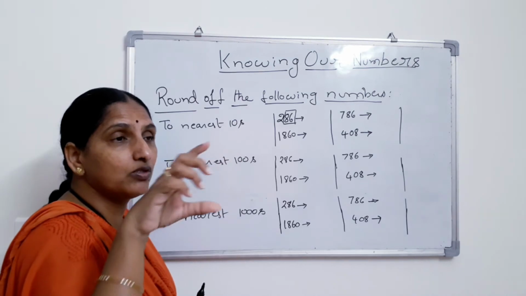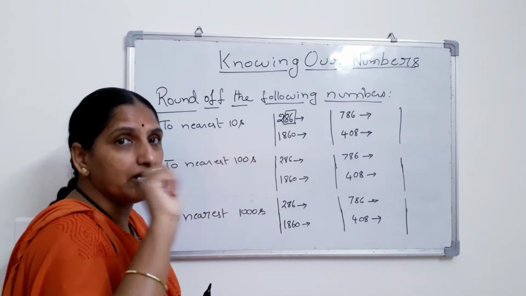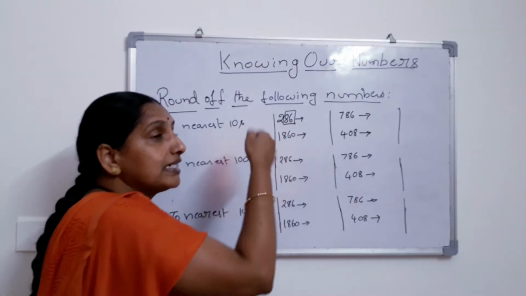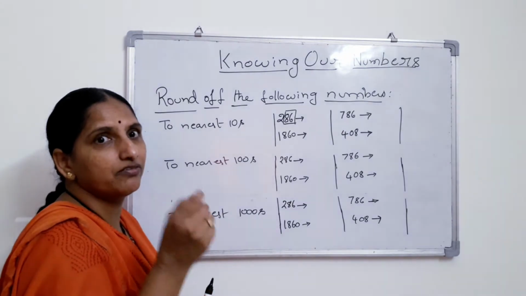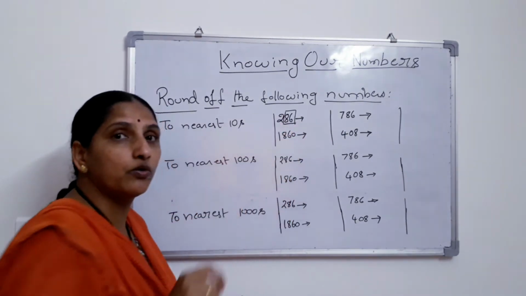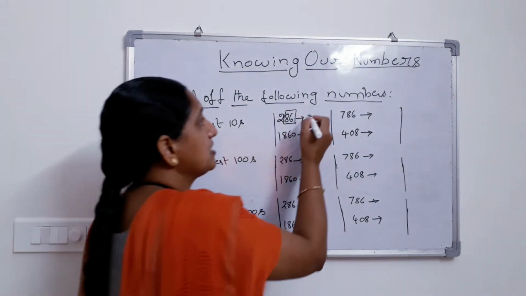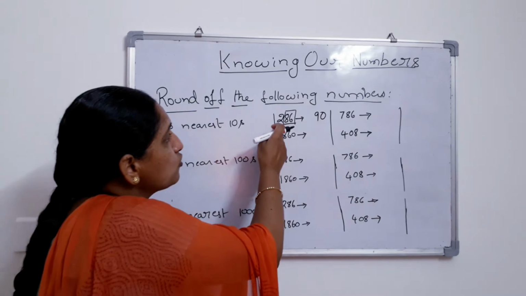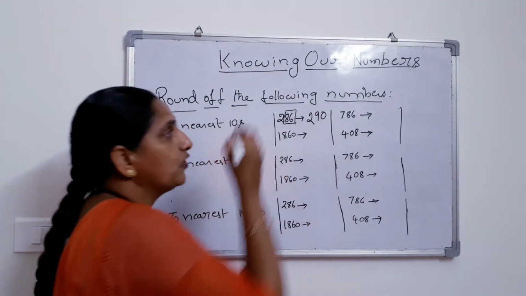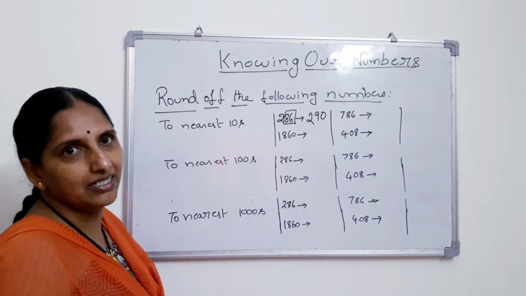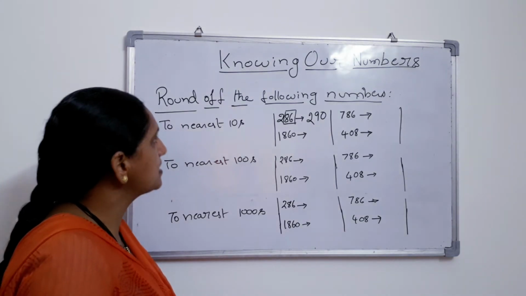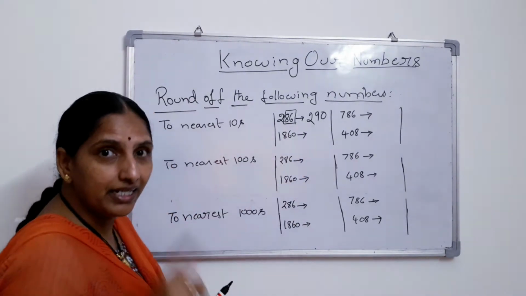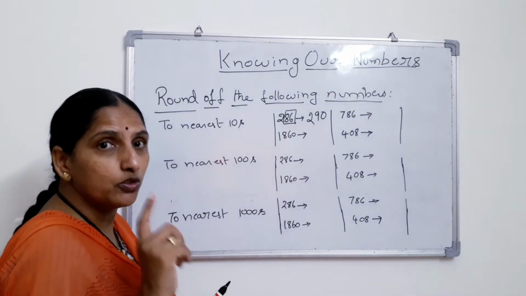Between 80 and 90, what is the midpoint? 85. The mid value is exactly 85. And 86 is greater than 85. So therefore, this 86 has to be rounded to 90. Then what happens to this 2? As it is. 290. Okay, so 286 rounded to the nearest tens gives you 290.